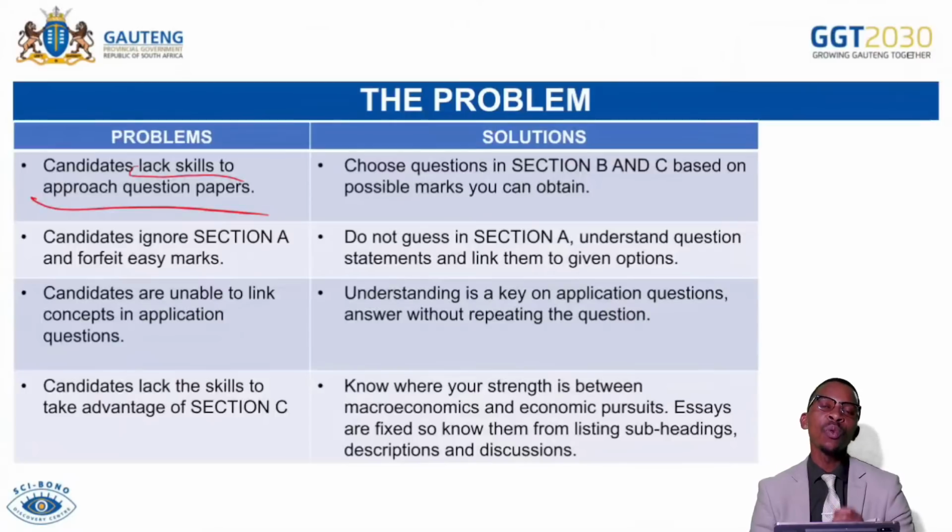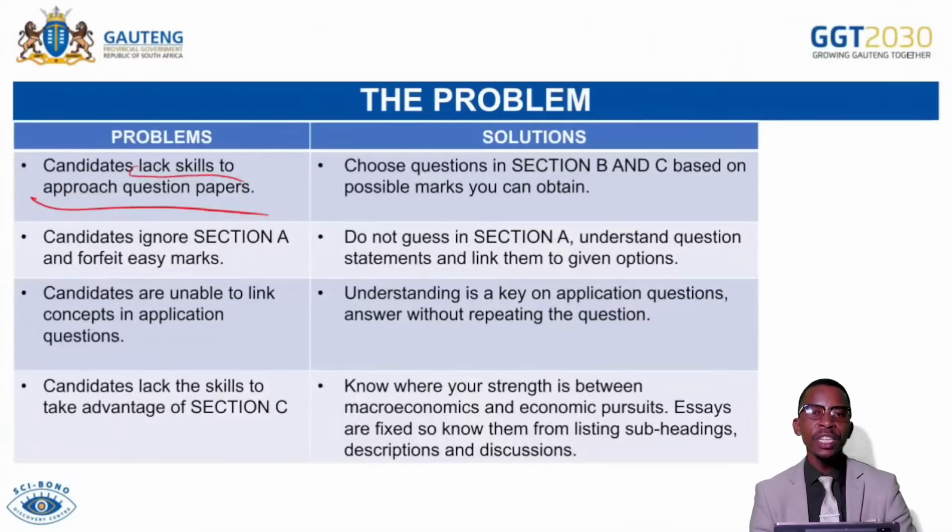So choose questions in section B and section C based on possible marks you can obtain. Do not just choose the question because you see that you can get the first 4 marks. It is important for you to screen your question paper as you receive it. Remember, section A is compulsory. There is nothing that you can do. We are not choosing in there. You answer the whole of section A.